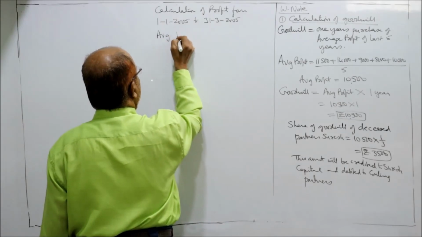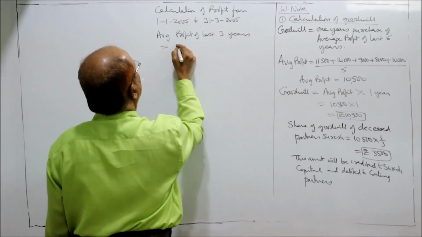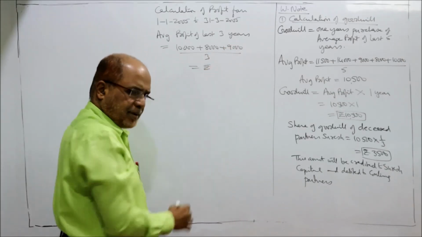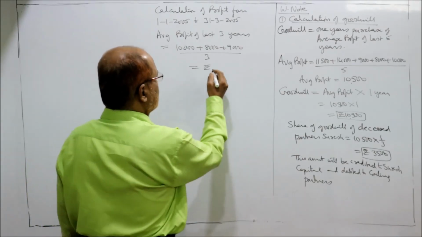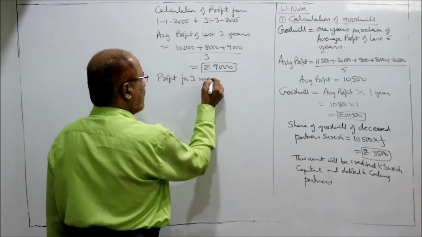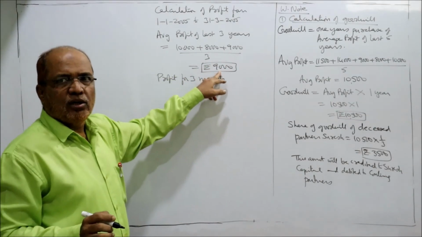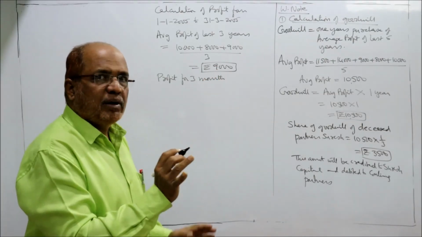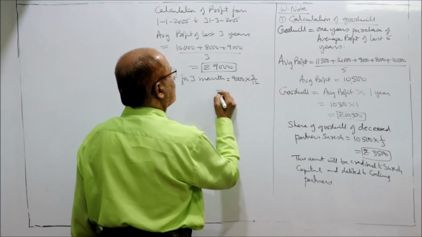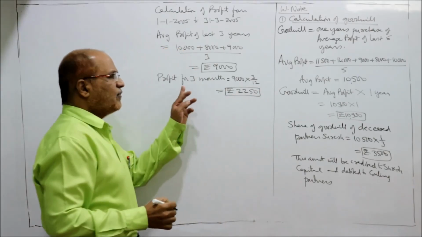So average profit of last 3 years. Average profit of last 3 years, 10,000 plus 8,000 plus 9,000 divided by 3 is 9,000 rupees. Average profit 9,000. So, 1 saal ka average profit 9,000 hai. 3 years ka average profit le liya 9,000. So, current year ka profit 9,000 le rahe, 1 saal ka. But we need the profit for 3 months, January, February, March. 9,000 into 3 by 12, 2,250. This is the profit for 3 months.